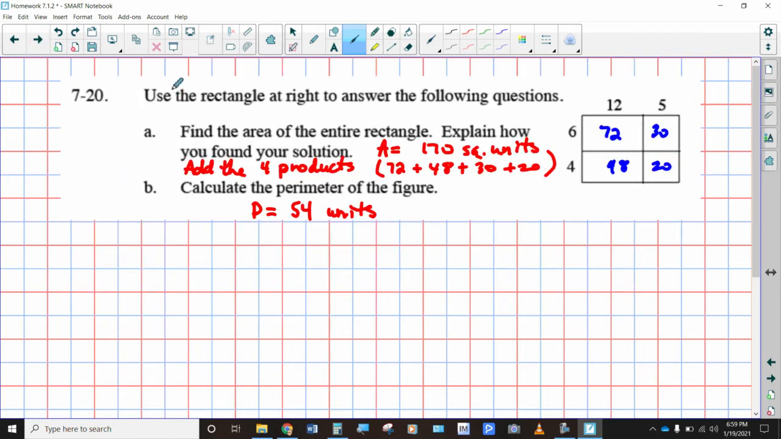All right, use the rectangle to the right to answer the following questions. Find the area of the entire rectangle. So this is actually a problem for us to take 10 times 17. So our answer should be 170, right? 12 plus 5 is 17. 6 plus 4 is 10.